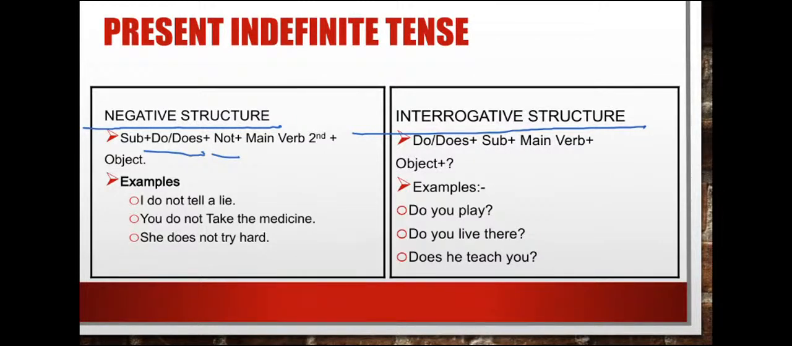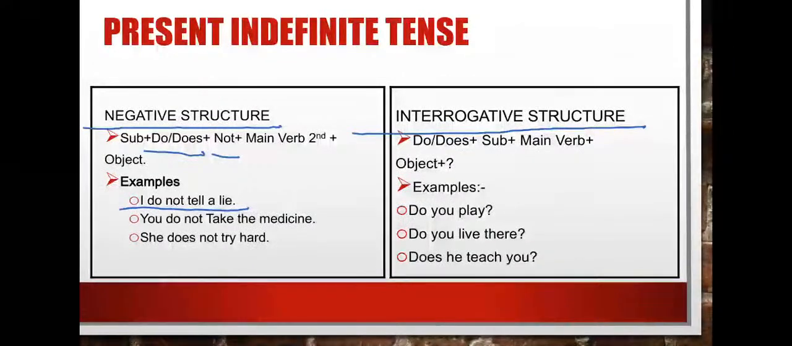So right here, take some examples, my dear friends. First, I don't tell a lie. Yes, I never tell a lie, hopefully. Sometimes we could do this with our family members, but this is not at all a problem actually. Next one is: you do not take the medicine.